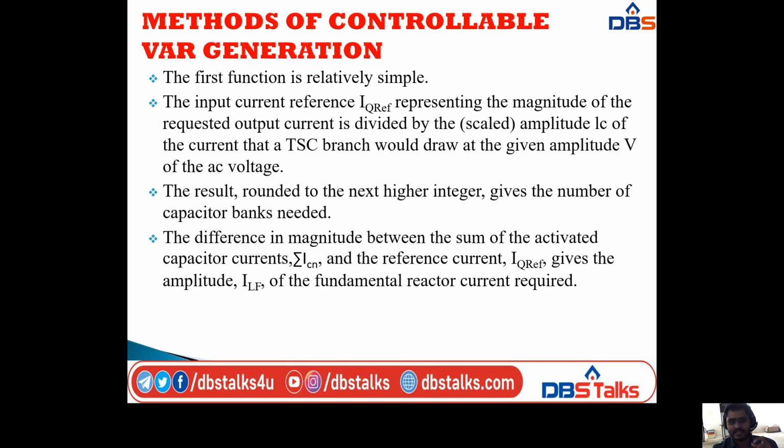Next, the result rounded to the next higher integer gives the number of capacitor banks needed. So how many capacitor banks are needed for this operation, it will decide. Next, the difference in magnitude between the sum of the actuated capacitor currents, that is sigma ICN, and the reference current, IQ reference, gives the amplitude of the fundamental reactive current required.